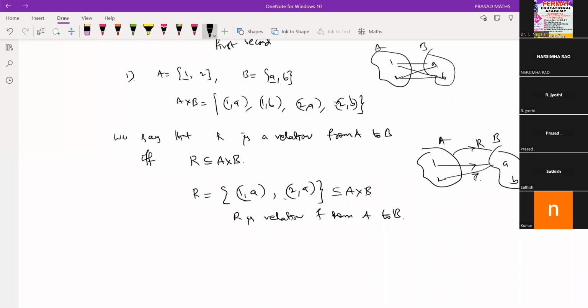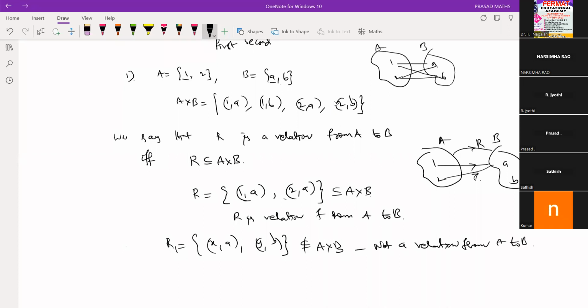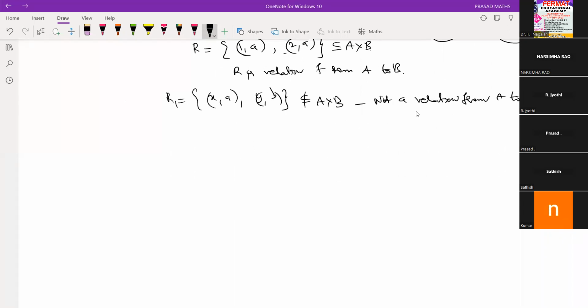Once you define a relation, we have different types of relations. Suppose you take R1 equals {(x, a), (y, b)}. Is it a relation from A to B? No, because it is not a subset of A cross B, therefore it is not a relation. So this is about the relation. Next, we discuss the types of relations.